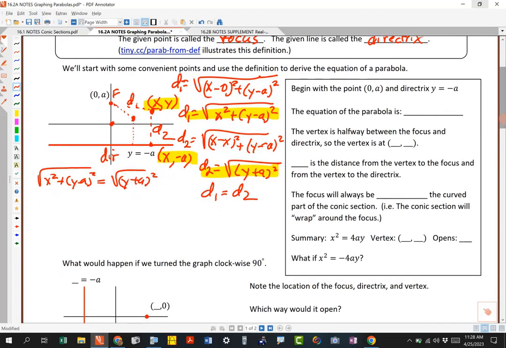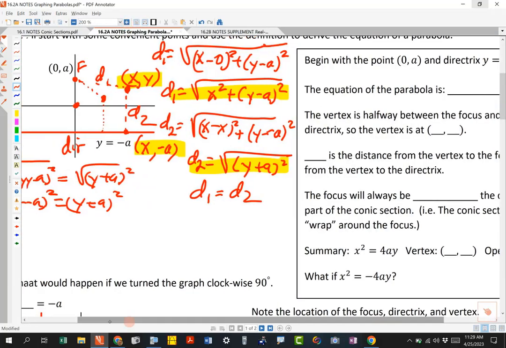We're going to square both sides. We don't like the square root. We've run into that before. We actually ran into this when we were coming up with the equation for a circle. So this is going to be x squared plus y minus a quantity squared equals y plus a quantity squared. And now we just need to be careful, and we're going to come up with the equation.